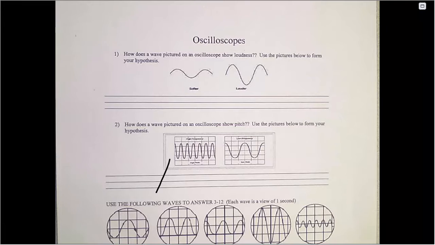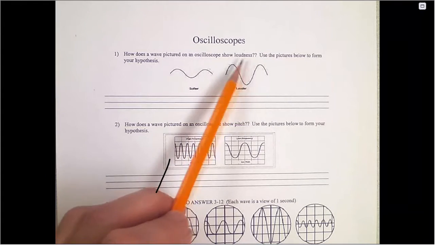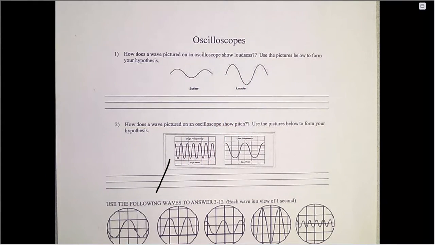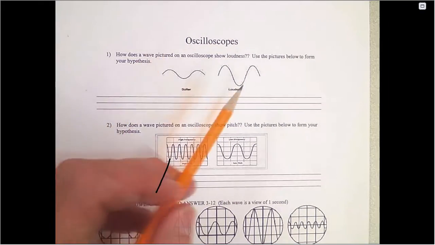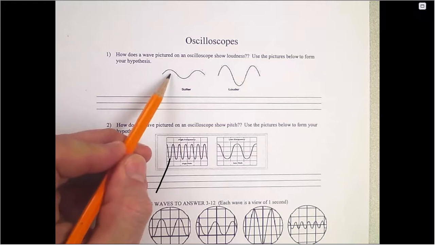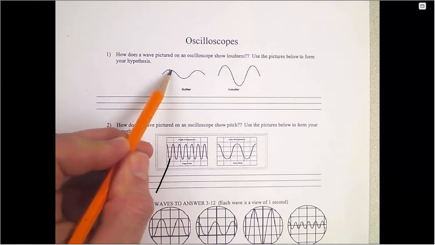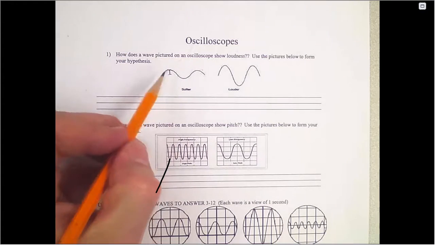It says, how does a wave pictured on an oscilloscope show loudness? So when we're talking about loudness, we're talking about volume. Volume is determined by how tall the wave is. So we're talking about from there until there. That distance is the amplitude.